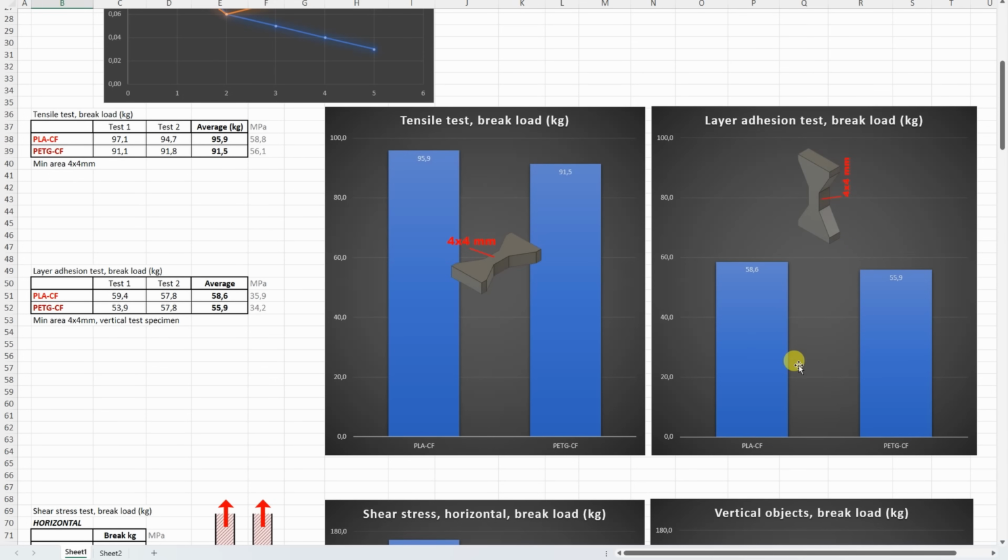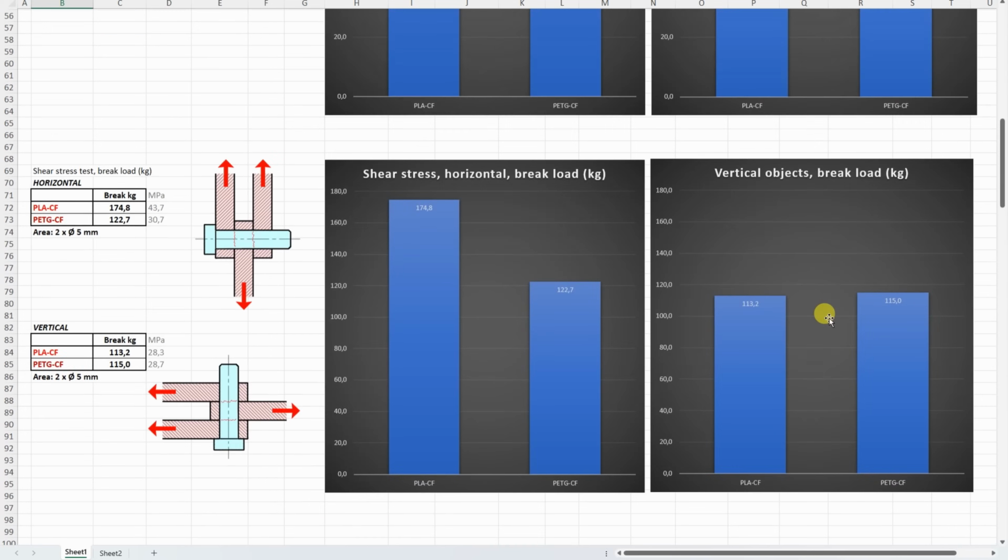Usually my experience was that reinforcing with carbon fibers will make the layer adhesion weaker. One of the reasons for this better layer adhesion may be that they are printed on a little bit higher temperatures than I usually do for this kind of materials.